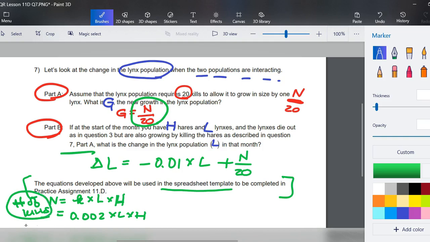The lynx growth, L-Y-N-X growth, is this formula, and the change in the lynx population is this formula.